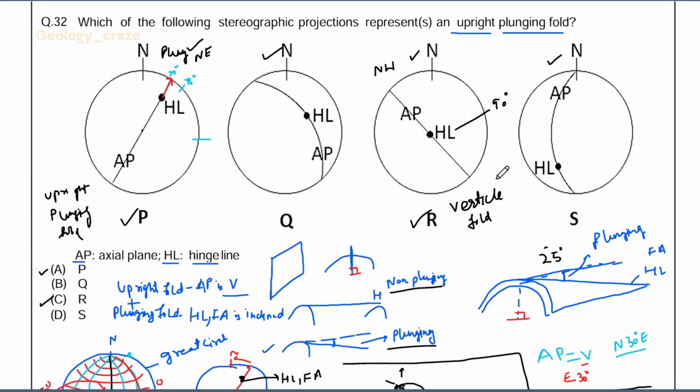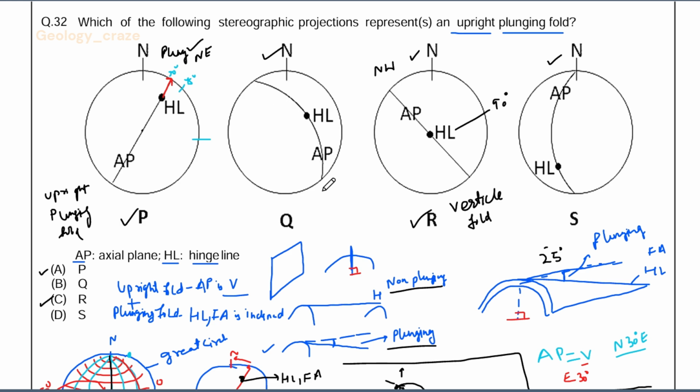Okay, now two options are clear and we are getting our answer, but now we will understand these two also, and apart from that some other stereonet for fold also. So if we look at this case, in this case our axial plane is inclined, it is not vertical or horizontal. If it is horizontal I will tell later.